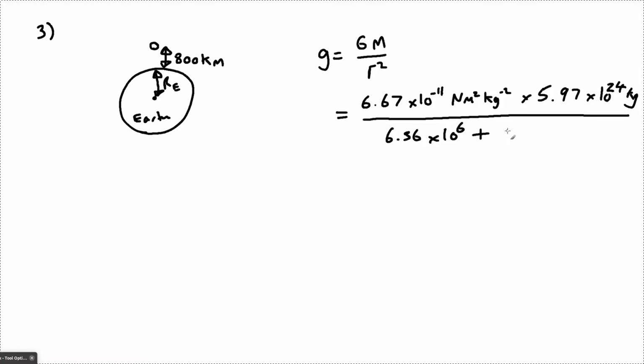plus then we've got to add on the distance the satellite is above the surface of the Earth, which is 800 kilometers, so 800 times 10 to the 3. And don't forget, on the bottom here, the distance must be squared. These are an inverse square law, so we're squaring the distance. And if we work out all of that, we will get 7.75 newtons per kilogram. And there is our answer.